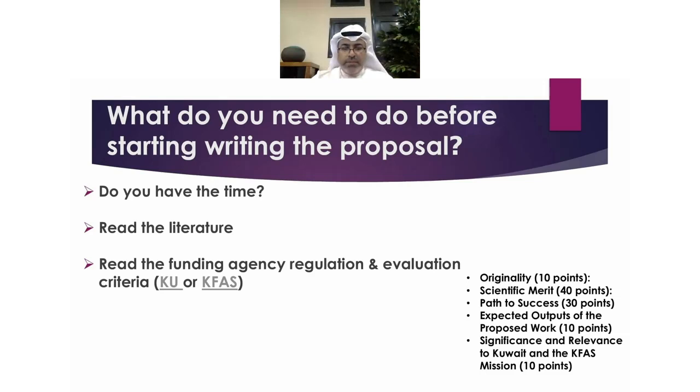Did you select the right team? Because it's a big mistake to select the wrong team. If your co-investigator is not familiar at all, that means the path of success of this project is blocked, actually. Expected output of the project: publications or conference participation or patent. Significance to Kuwait and KFAS mission, this is 10 marks. This is actually also very important. You have to read what topics KFAS or KU or KISR are interested in and select among these topics in order to have a better chance for acceptance of the project.